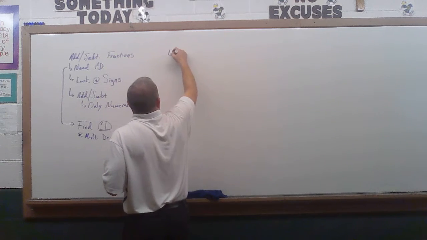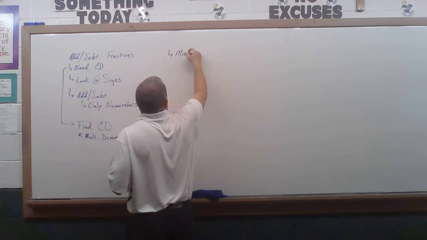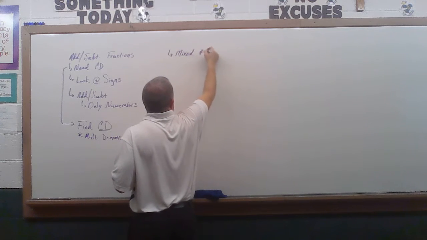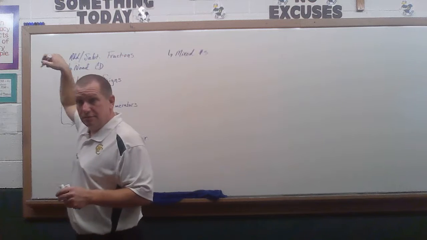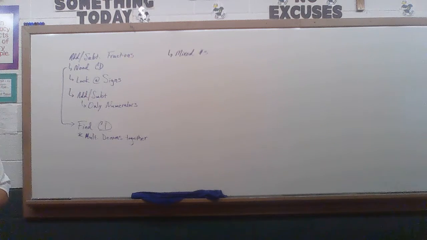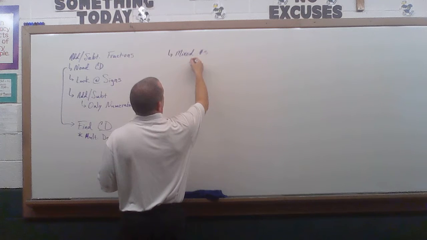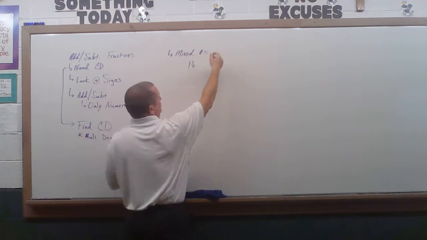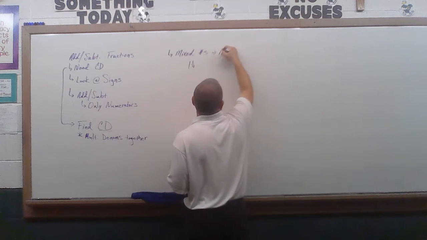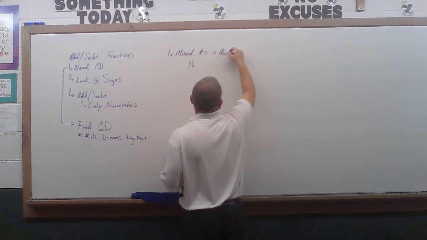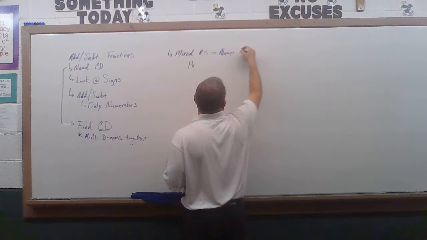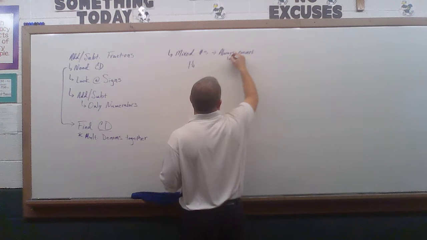If I have mixed numbers, what's a mixed number again? Big number and then a fraction. So give me an example of a mixed number. 3 and 1. 1 and what? 1/4. 1 and 1/4. Okay. If I have mixed numbers, I'm always converting to improper fractions.